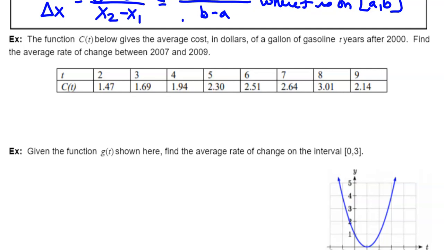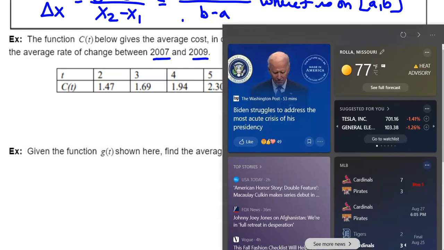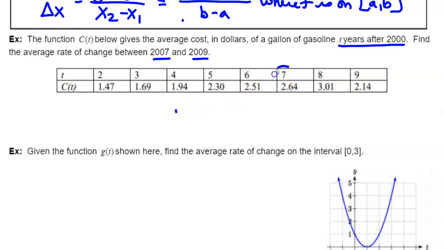So, for instance, we have an average cost here in dollars of a gallon of gas t years after 2000. Find the average rate of change between 2007 and 2009. Well, notice the t is in years after 2000. So, 2007 is 7 years after 2000, and 2009 is 9 years after 2000. So, those are our two x values that we're looking at, with the corresponding y values of 2.64 and 2.14.